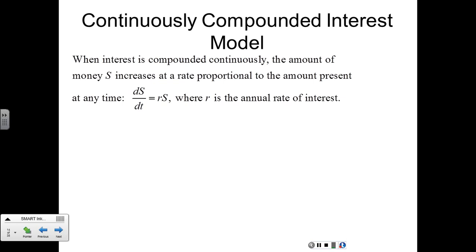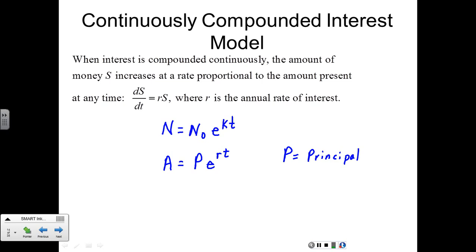It's the same situation. Normally we would have N equals N sub 0 e to the kt. But when a money situation comes into play, y'all need to put this. Your amount present at any time is your principal. Principal means the amount of money you start with. So N sub 0 is the same thing as the initial amount, right? Times e to the rt. It's spelled the same way as the school principal. That's the initial amount of money.